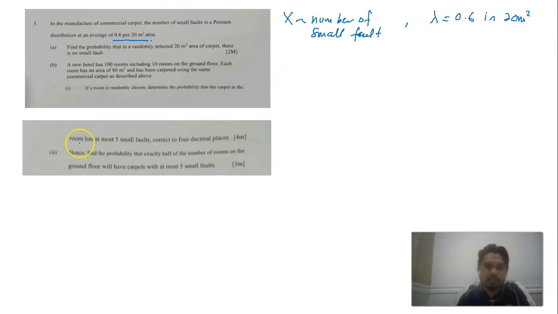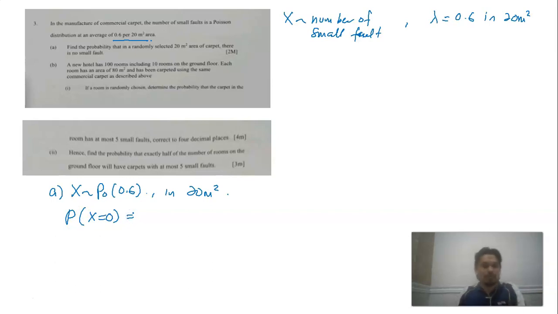So for question A, X is Poisson distributed with lambda equal to 0.6 in 20 square meters. Find the probability that in a randomly selected 20 square meter area of carpet, there is no small fault. Which means the probability of X equal to 0, no small fault at all.